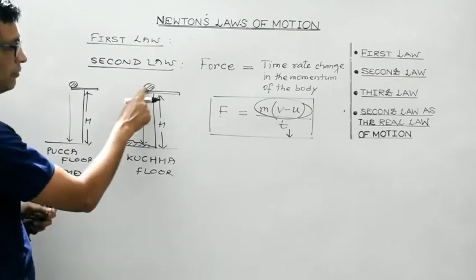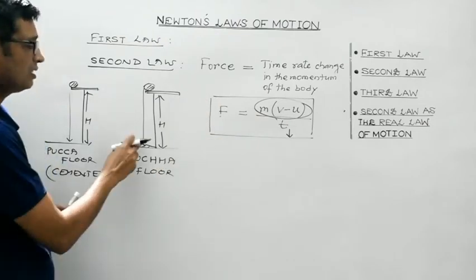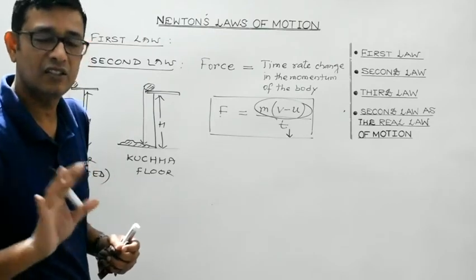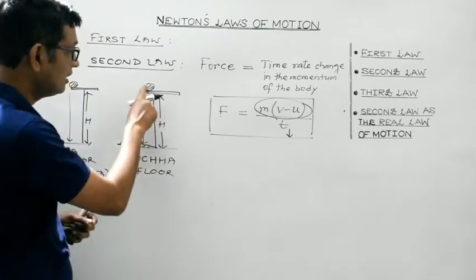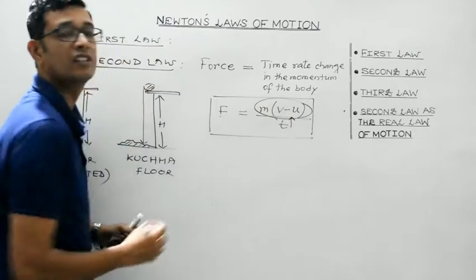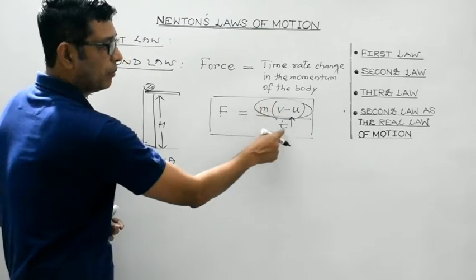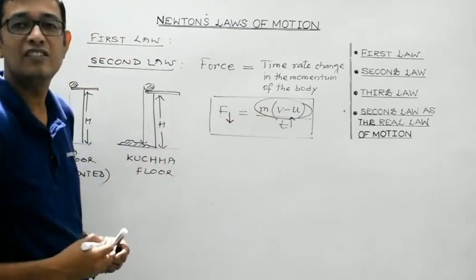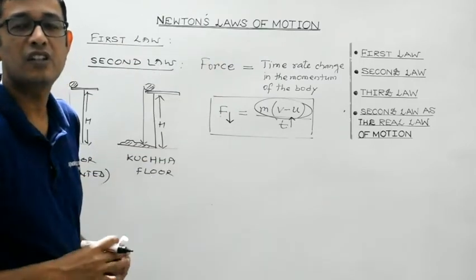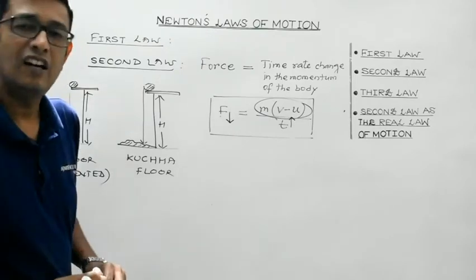While on the other hand, if the same person falls from the same height on a kacha floor, which is having a heap of sand, in this case also, the person falling on the kacha floor will eventually come to rest. Its final velocity will eventually become zero. But in this case, the same change in the momentum will take place in much longer time. So if t increases for the same change in momentum, the impact of force will decrease. And in this case, the probability of the person getting hurt will get sufficiently reduced. Is it clear, students?